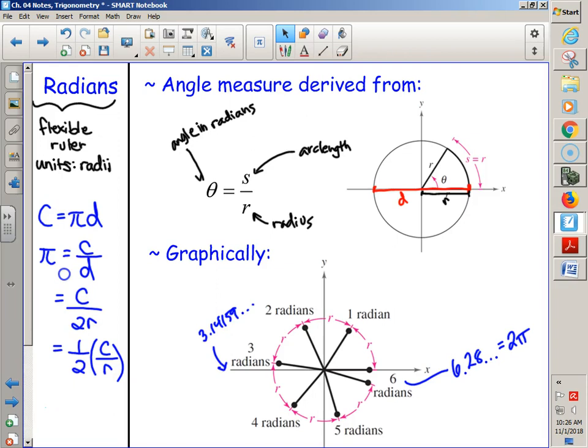1/180th of a semicircle, or 1/360th of a whole circle. What's a radian? It's 1/3 of a half circle, 1/3 of pi, or 1/6-ish of a full circle.